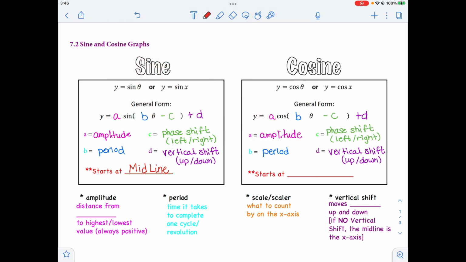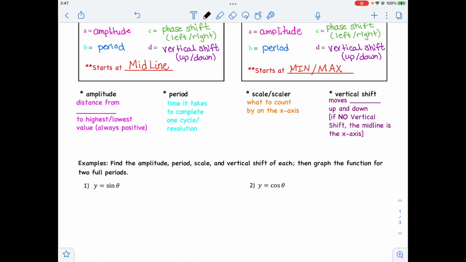Now these start at the minimum or the maximum, depending on if our A is positive or negative, meaning we know amplitude's always positive, but there could be a sign in front of that piece there that causes it to go different directions, and we'll see that in our examples. Let's review some of our basic vocabulary.